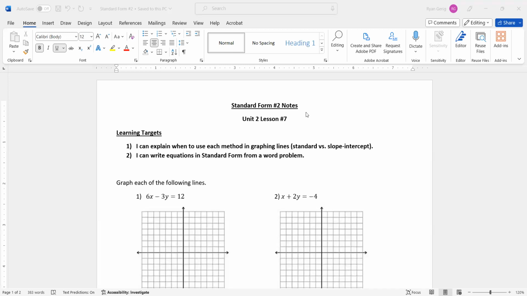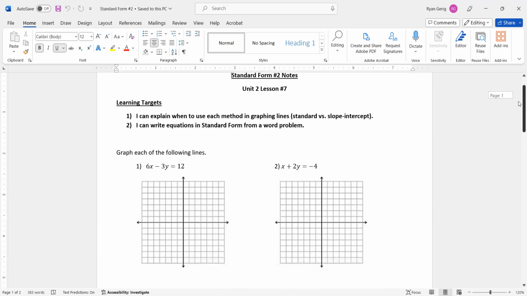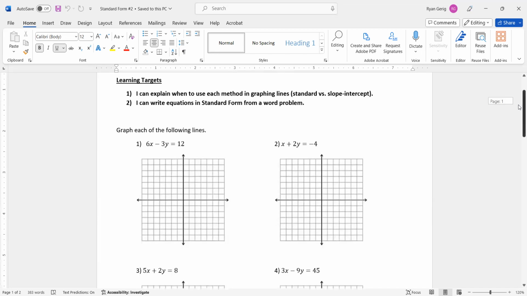In the last lesson, we introduced standard form, what it is, how to graph using that, and also how to move from standard form to slope-intercept form in order to find certain information. Today, we're going to take a look at when to use each method in graphing lines, standard versus slope-intercept, and then explain or write equations in standard form from a word problem. So we're going to do some word problems with these. Good news is with those word problems, they're usually not too tricky.